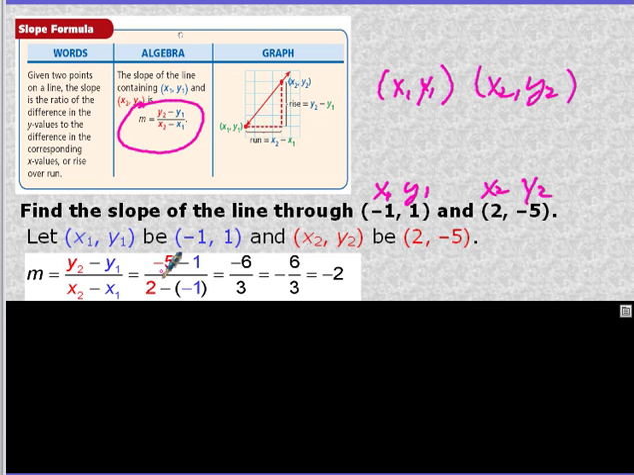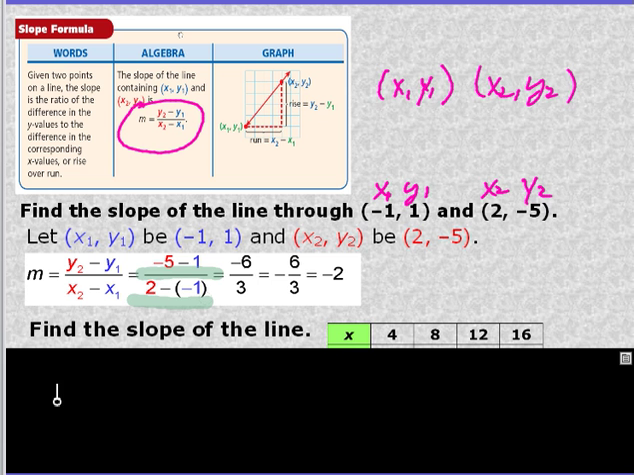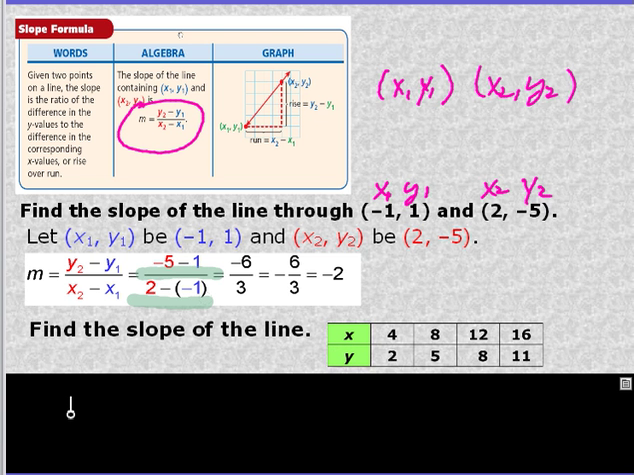So it's going to be a negative 5 minus 1 divided by 2 minus a negative 1. Remember, a negative of a negative makes this a positive, so you end up with negative 6 over positive 3, which is going to be negative 6 over 3, or negative 2. Okay, find the slope of this line.